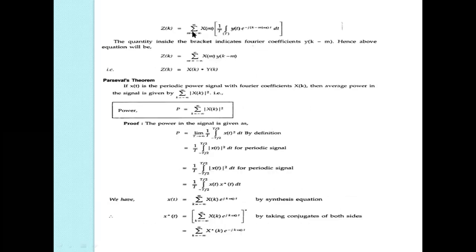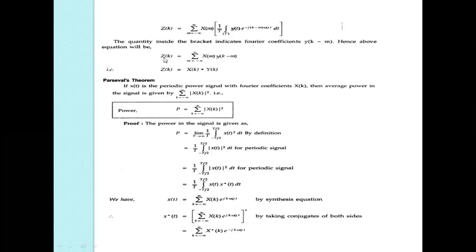See here, the sum over m from minus infinity to infinity of x of m, times 1 by T, the integral over T of y of t, e power minus j (k minus m) omega naught t. Whatever is in the brackets, according to the frequency shift property, indicates the Fourier coefficient of y of k minus m.